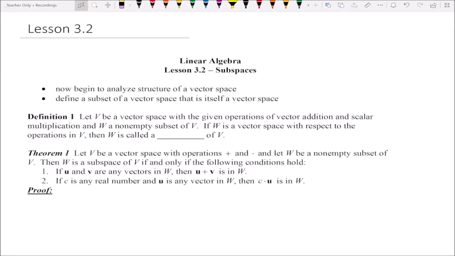Simply put, a subspace is a subset of a vector space that is itself a vector space. Right, so a formal definition: let V be a vector space with the given operations of vector addition and scalar multiplication, and W be a non-empty subset of V. If W is a vector space with respect to the operations in V, then W is called a subspace of V.